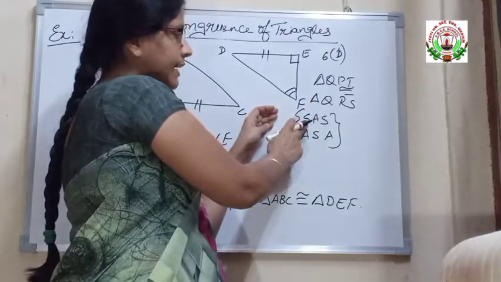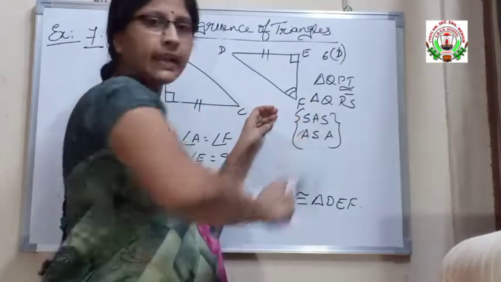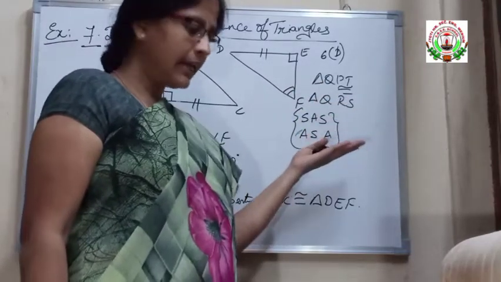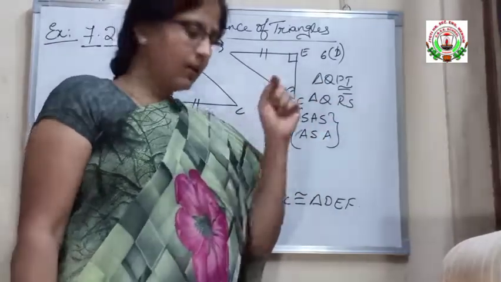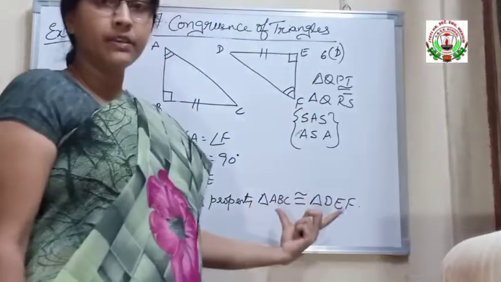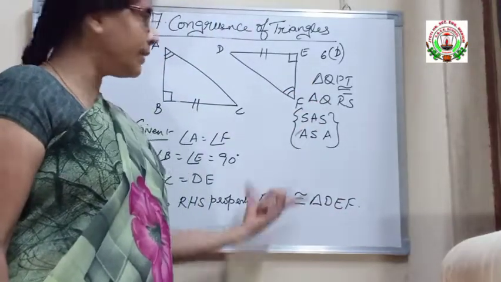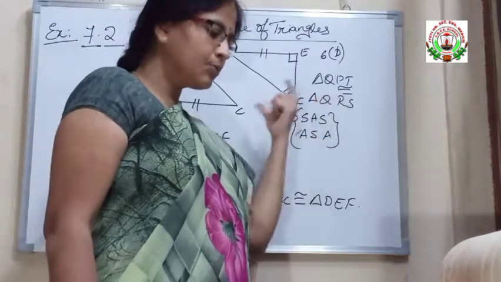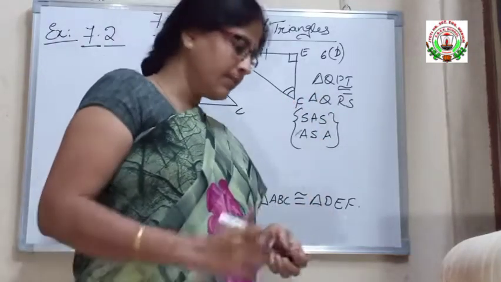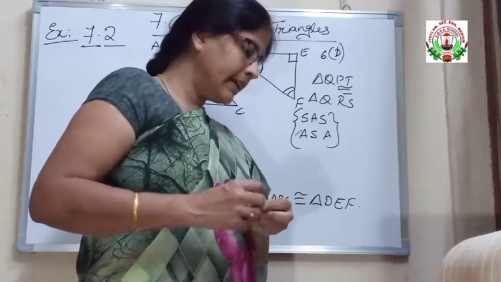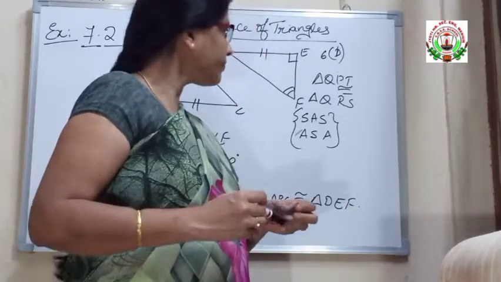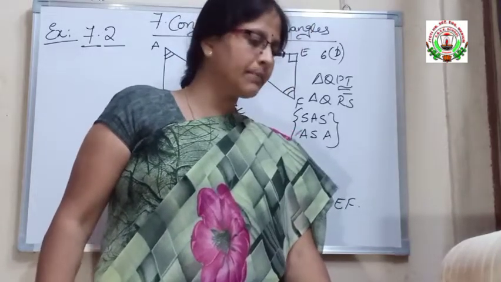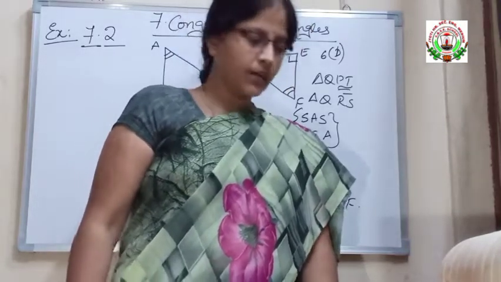You can show that side angle side property and angle side angle property are used to show those two triangles are equal by writing the given, after that you can write the conclusion that by using these two properties both triangles are congruent to each other. So with this we have completed our exercise 7.2 and also our chapter number 7, congruence of triangles.